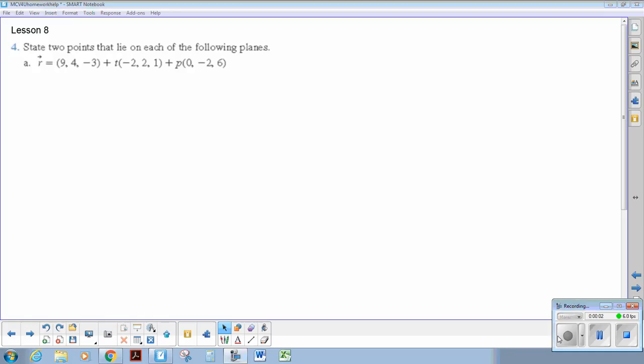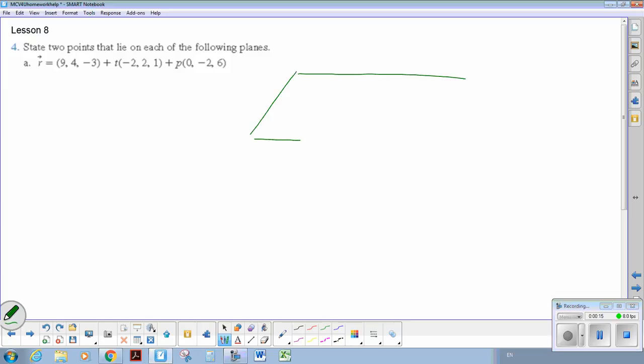Okay, I've had a question about number 4 from lesson 8. State 2 points that lie on each of the following planes. So what I just want to stress is that the equation provided, the vector equation provided, is a plane. All right? We are given a reference point. So let's say my reference point is right here.